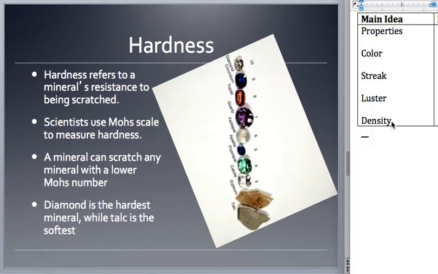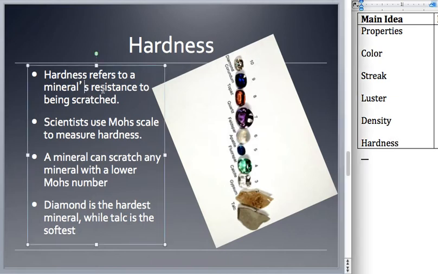Hardness is our next property that we can use to figure out what a mineral is. The hardness refers to a mineral's resistance to being scratched. Notice it doesn't say that the mineral can't be cracked or broken, because we'll see that diamonds can be split, but they pretty much cannot be scratched. So we use something called the Mohs scale to measure hardness. Minerals are assigned numbers based on how hard they are, 10 being the hardest, a diamond, talc being a 1, the softest, and other minerals are given numbers in between.